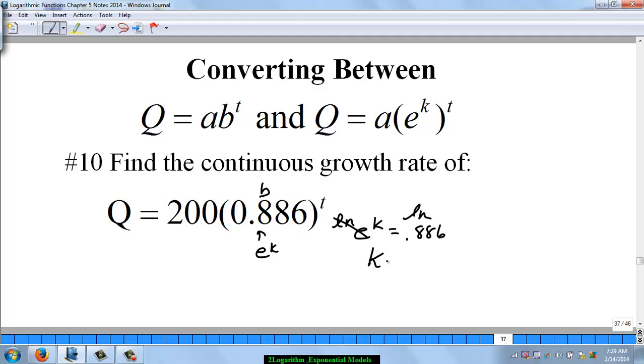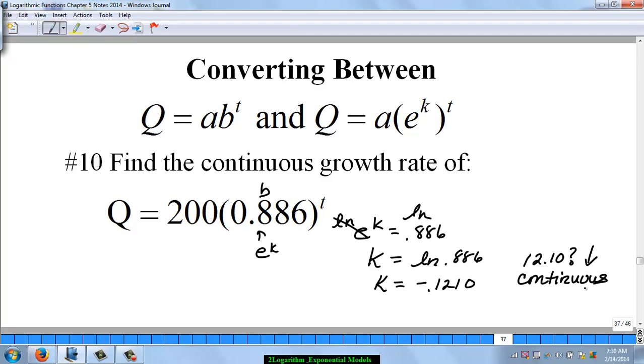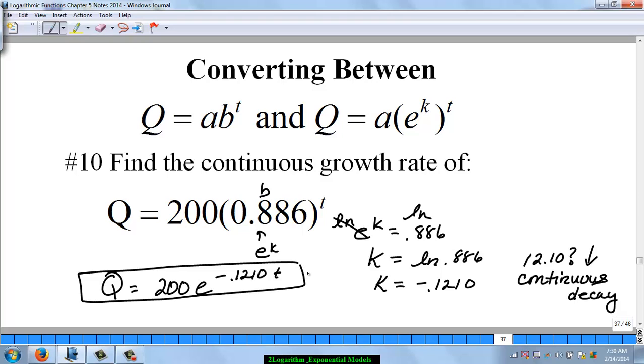Thanks for playing. So k equals the natural log of 0.886. So k in my calculator comes up to be negative 0.1210, which I was glad it was negative because it's decaying. And this is 12.10% continuous decay. So my formula comes out to be Q equals 200 e to the negative 0.1210t. So you convert it back and forth.